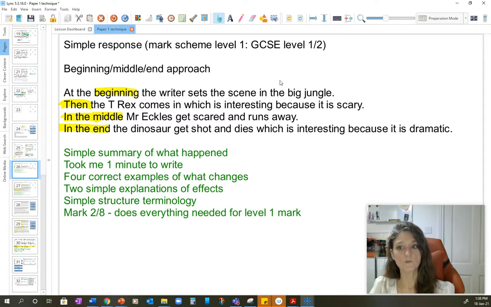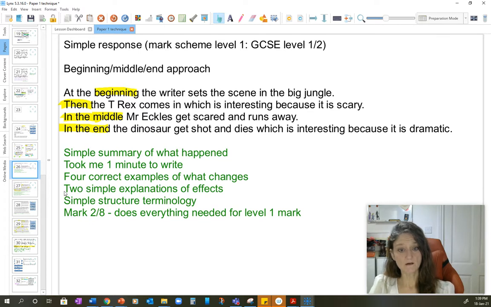So what have I done? I would get 2 out of 8 for this. So it's 2 really easy marks, taking me 2 minutes to get. It's a simple summary of what happened. This happened in the beginning, this happens next, this happens in the middle, and this happens in the end. I've just summed that up really simply.